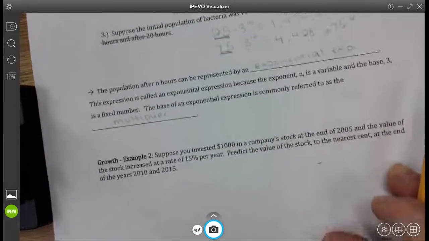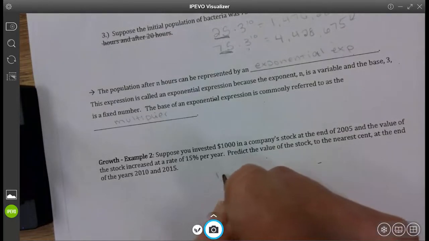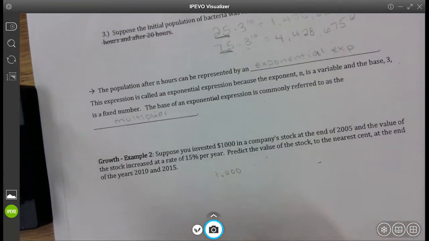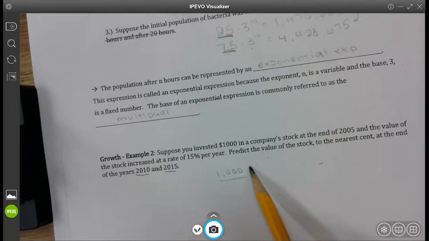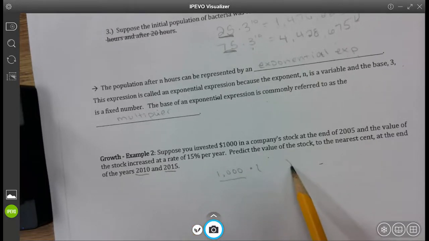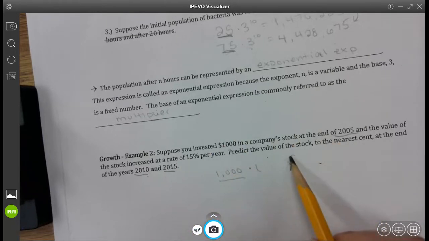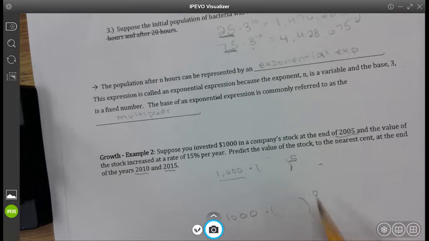It says example growth 2. Suppose you invest $1,000 in a company's stock at the end of 2005. And the value of the stock increases at 15% a year. Predict the value of stock to the nearest tenth at the years of 2010 and 2015. So you start with $1,000. You have your multiplier, and you raise it to, you go to 2005 to 2010, which was 5 years. And then you also go till 10 more years.